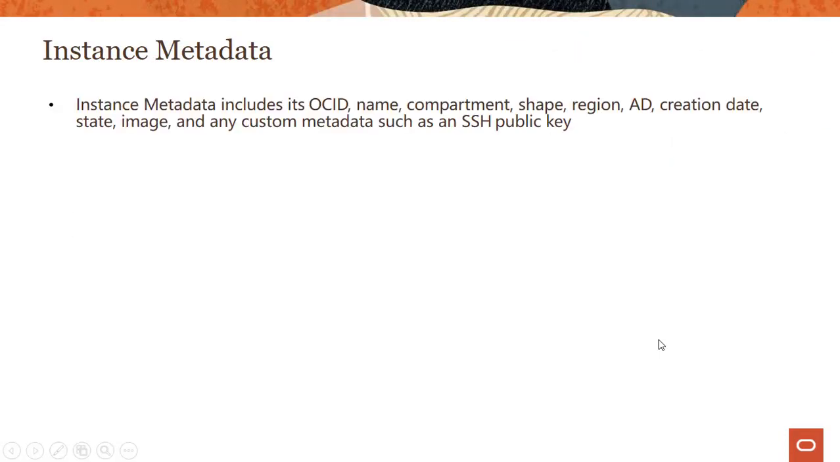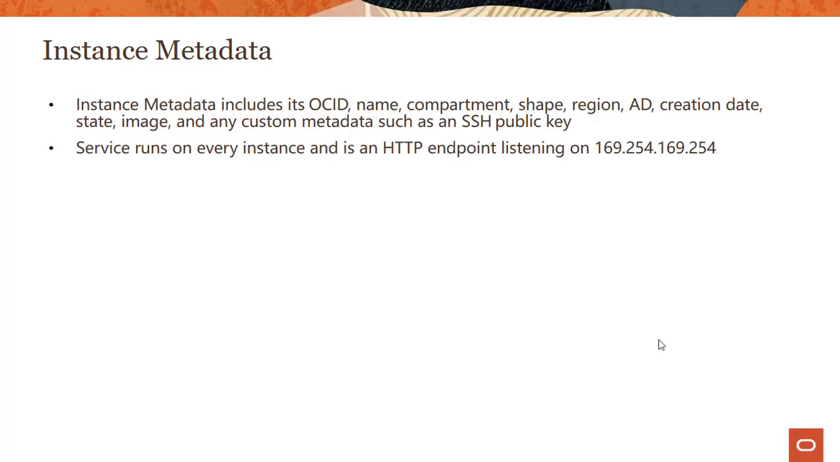So instance metadata includes things like instance OCID, name, OCID is the unique identifier, name, compartment, shape, region, availability domain, and all the values you would attribute with the instance. You can also have custom metadata such as an SSH public key as part of instance metadata.